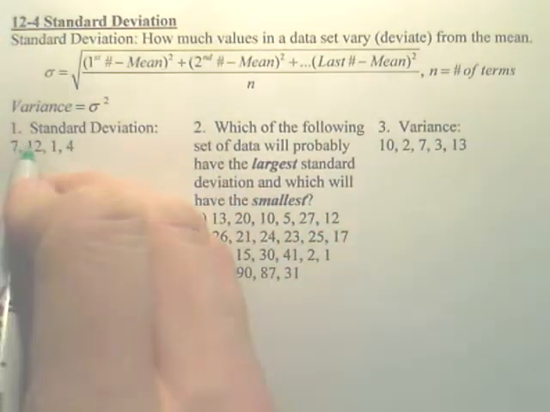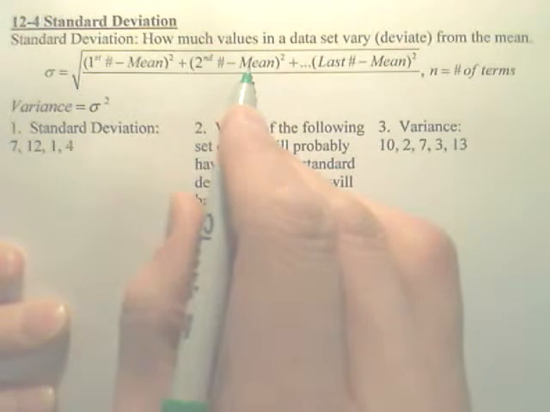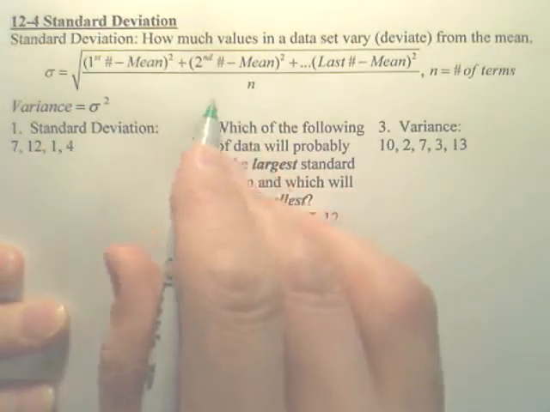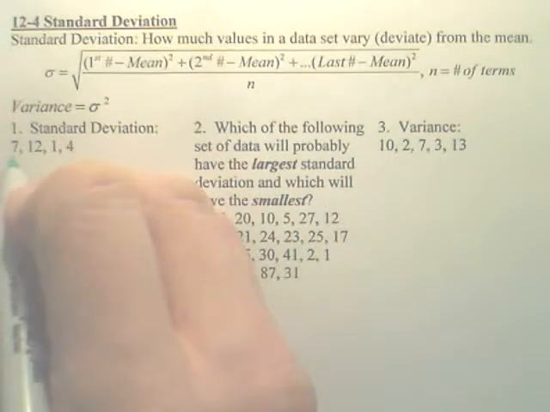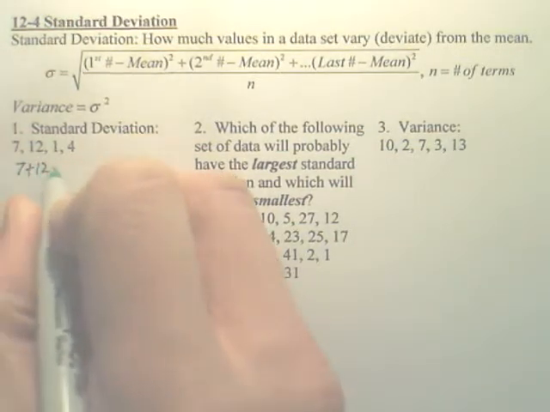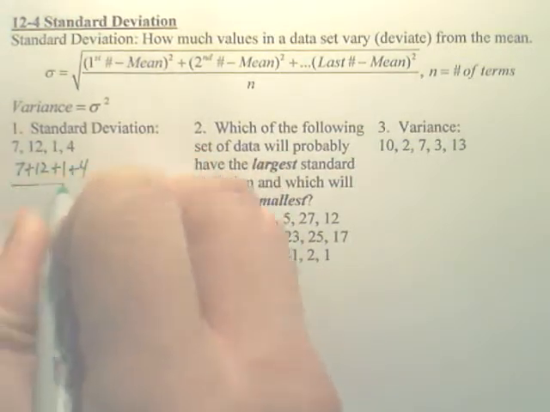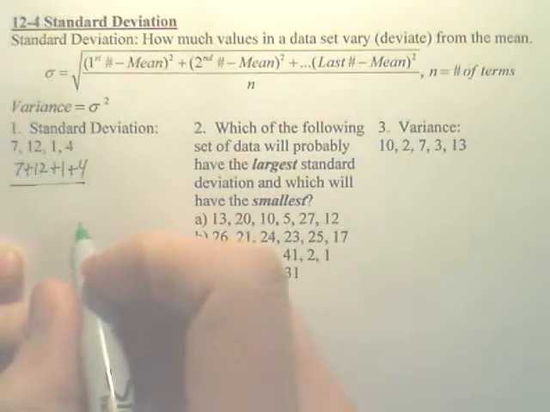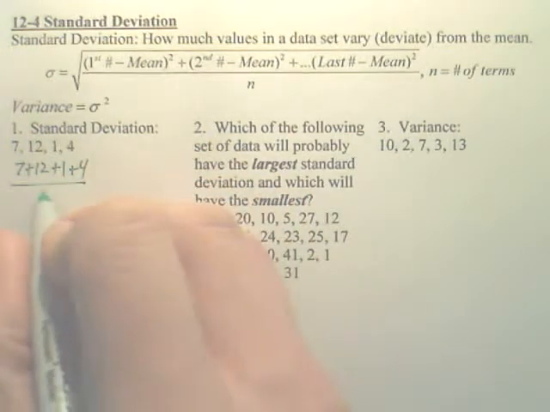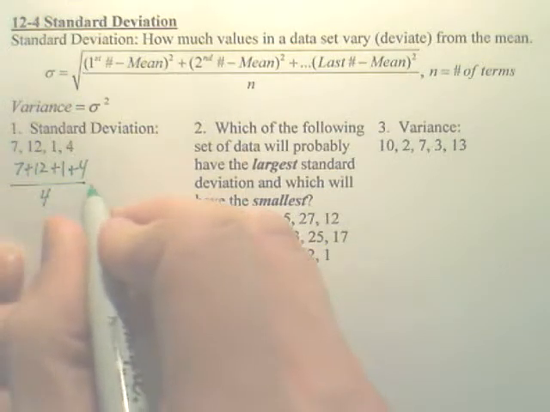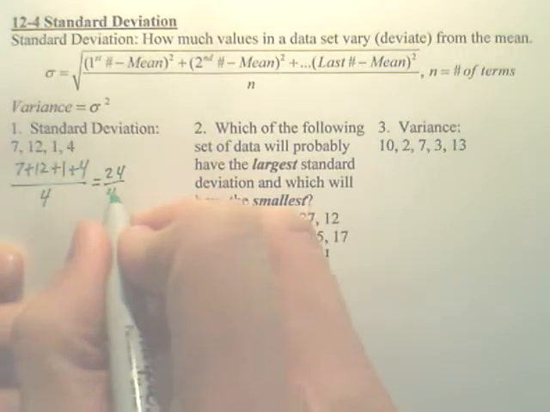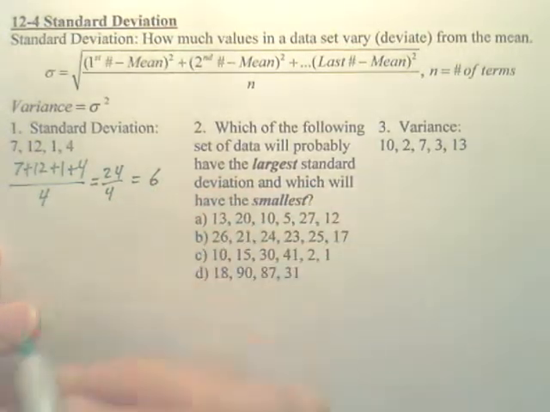Okay. So standard deviation. You first need to find the mean, how many terms you have, and then you follow the formula. So to get this mean, we do 7 plus 12 plus 1 plus 4, and what do we divide by? 4. Mean is average, and what you do for average, you add them all up, divide by how many. So when you add that all up, it looks like you get 24 over 4, which is 6. So your average is 6.